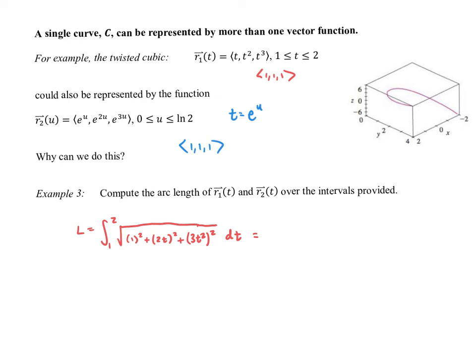And if we were to do the second one with e to the u as a substitute for t, we have the integral from 0 to the natural log of 2, and we take the square root of the derivative of that one, which is going to be e to the u, and we're squaring it, plus that's going to be 2e to the 2u, and we're going to square it, and then we have 3e to the 3u, and then we'll square that as well, du. So the question here is, are these two the same if in fact we're able to trace out and map out the exact same curve along the twisted cubic?